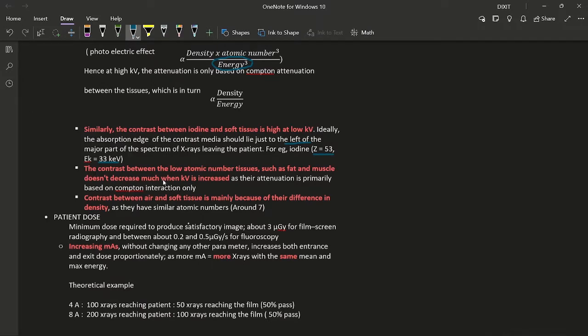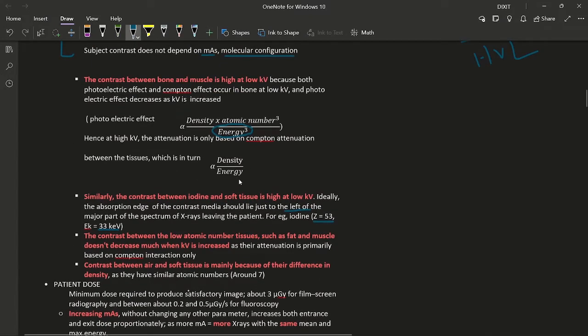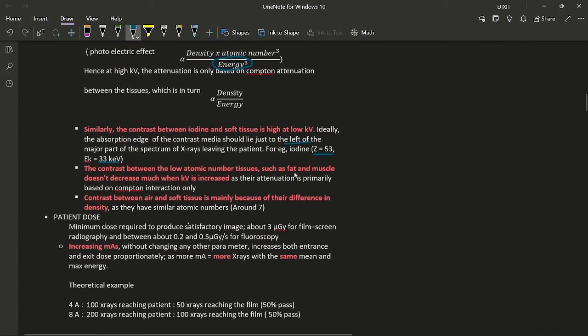The contrast between very low atomic number tissues such as fat and muscle doesn't decrease much when kV is increased. Now this is because although at higher energies the Compton effect decreases, for both fat and muscle it will be decreased, and so that relative difference will be maintained, and that is why the contrast doesn't decrease much.